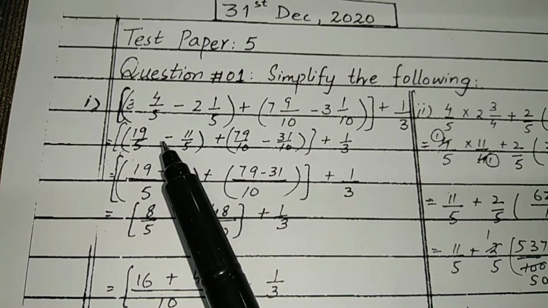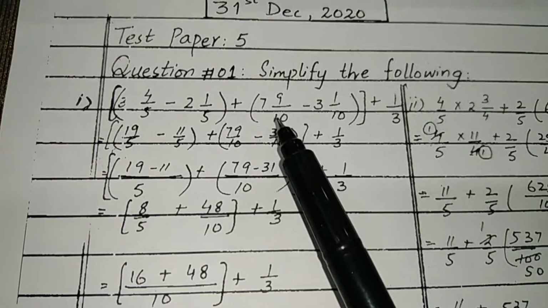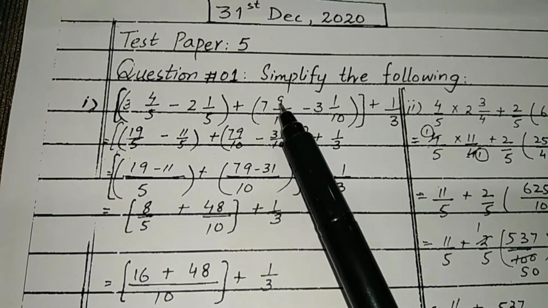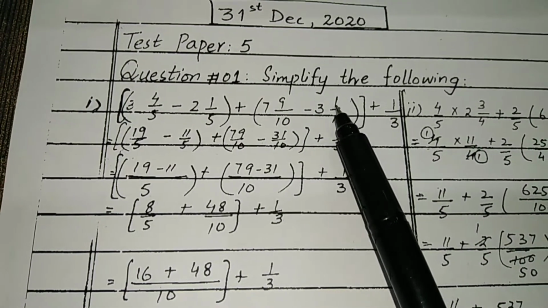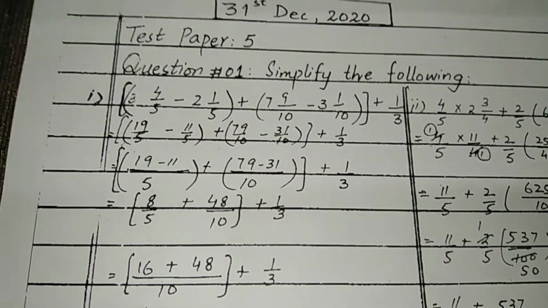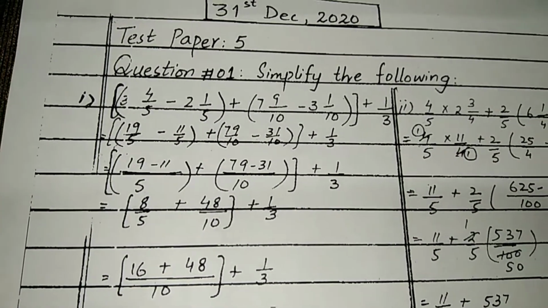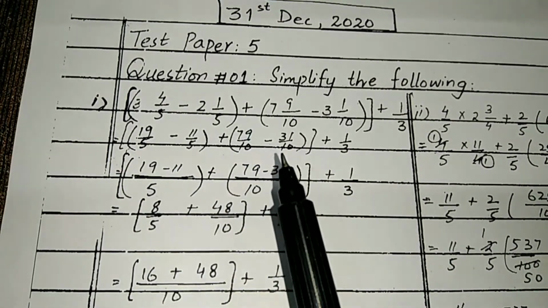19 over 5 minus 5 2s are 10, 10 plus 1, 11 over 5 plus 10 7s are 70, 70 plus 9, 79 over 10 minus 10 3s are 30, 30 plus 1, 31 over 10 plus 1 over 3. Now firstly we have to solve the small brackets. There are 2 small brackets in this.